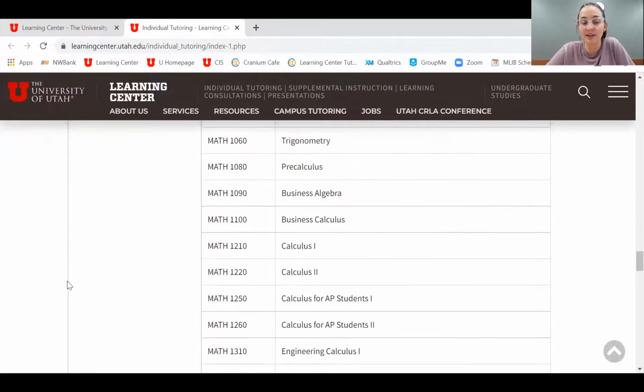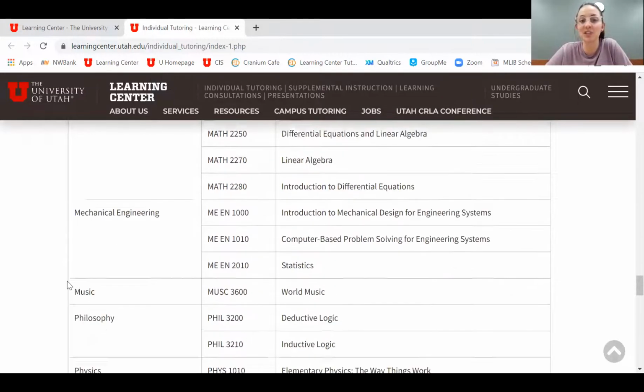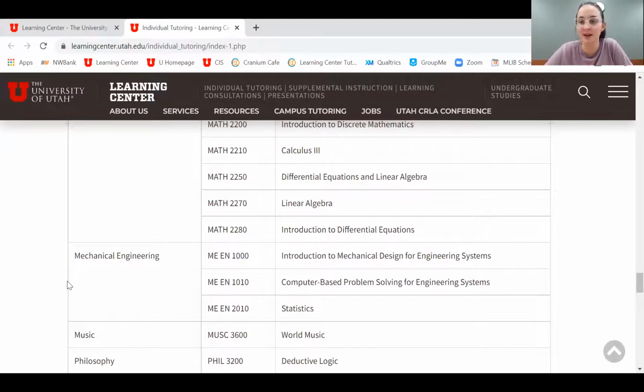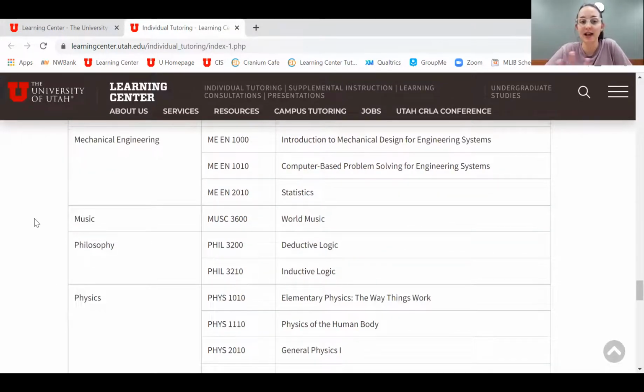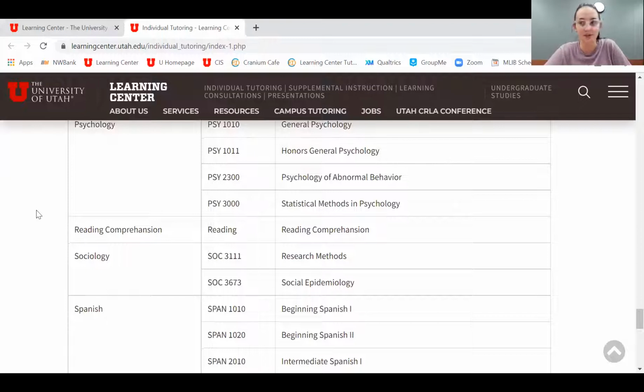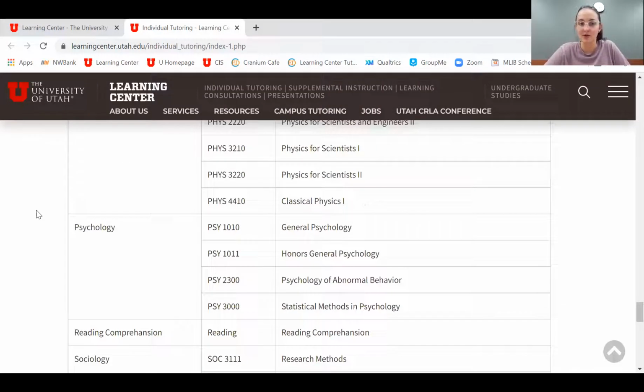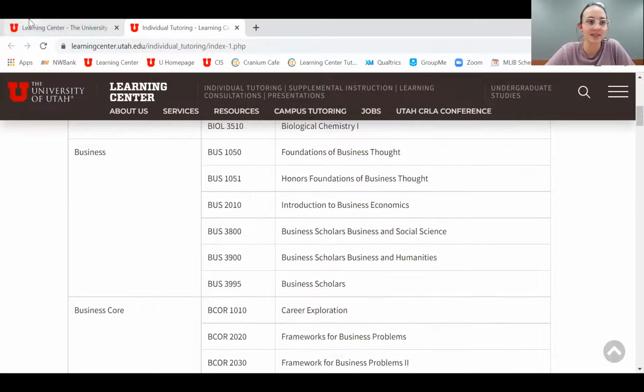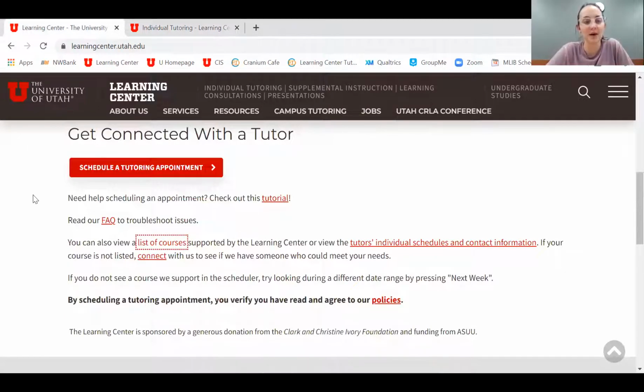A lot of what we help with is lower level general education courses. We do help with some higher level, just depending on what our tutors are able to do. Our tutors have taken the courses that they help with and gotten an A or a B in each of them, so they are familiar with the content and they do feel confident to help other people with it. So just be aware that's kind of the courses that we help with and how we choose who helps with what.